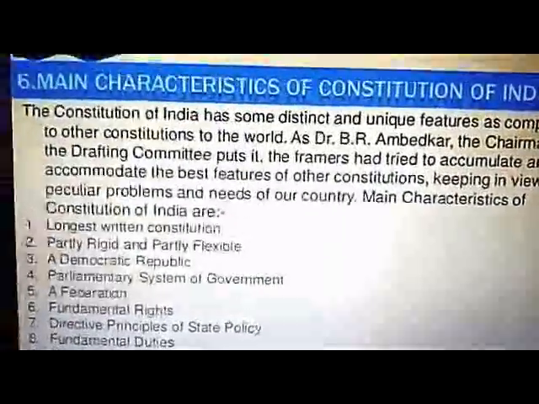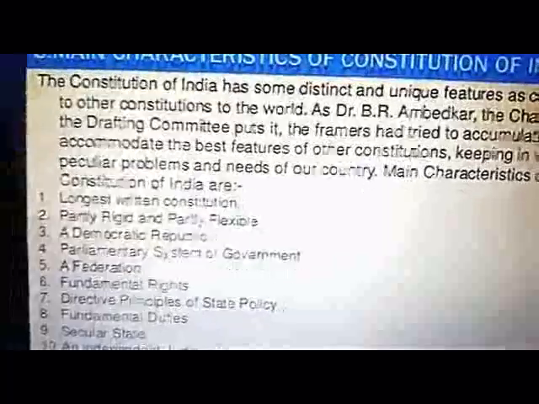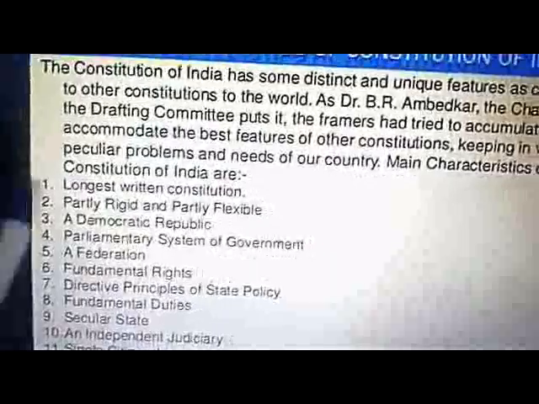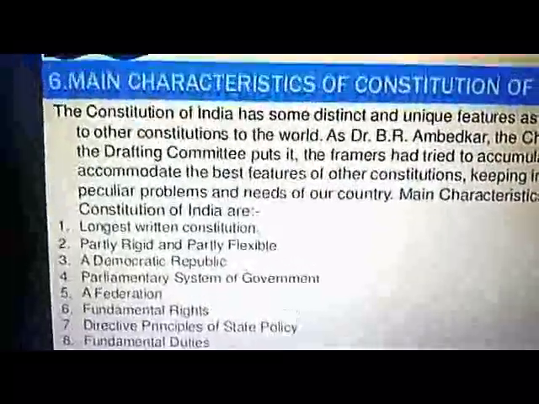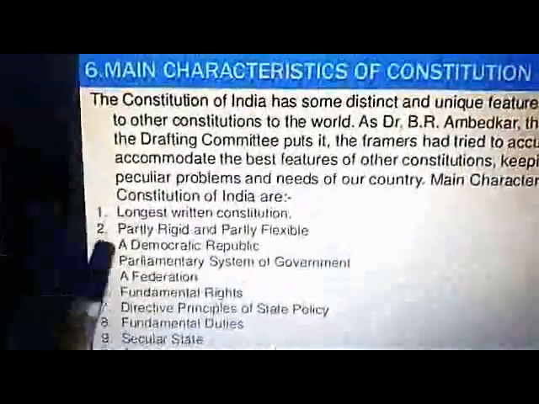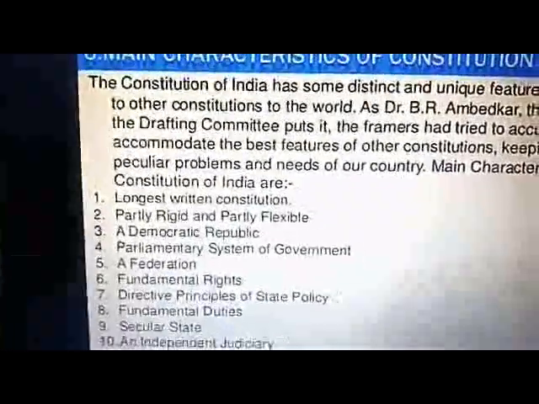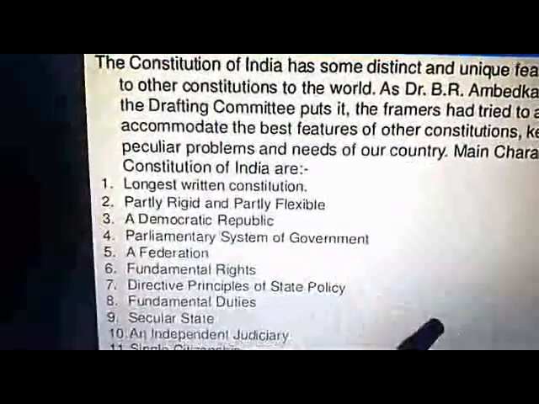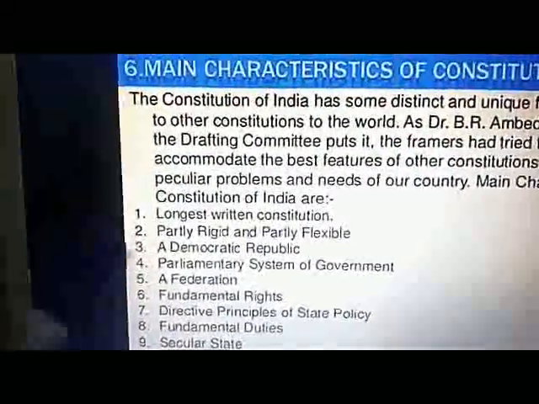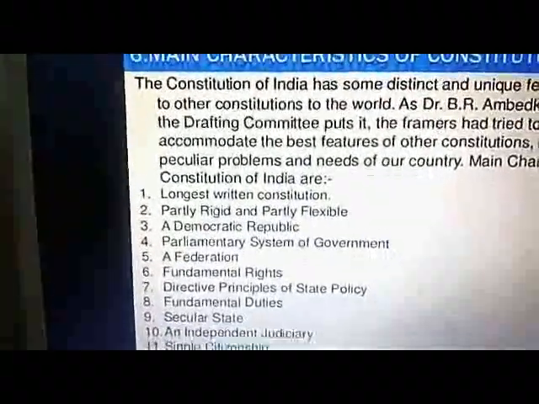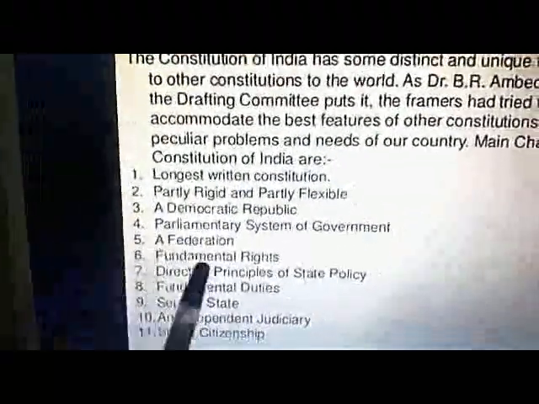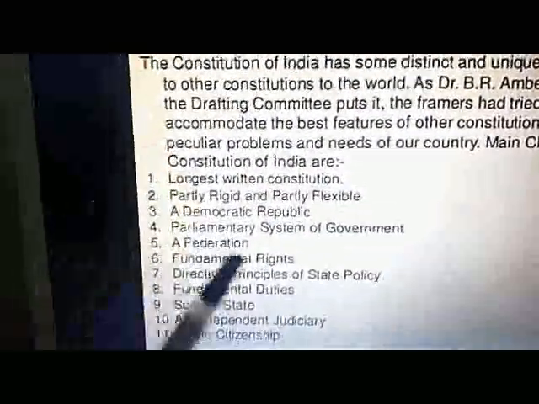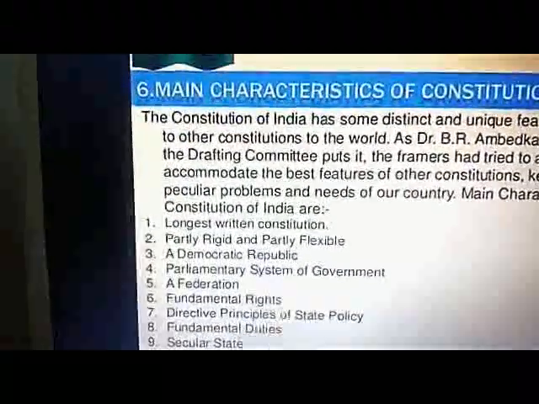Then it is partly rigid and partly flexible. That is, according to the situation, it may be partly rigid, that is partly strict, and partly flexible, it may vary. Then it is a democratic republic, as India is the largest democracy in the world. Then is parliamentary system of government, because in India we have a parliamentary form of government, that is we have Lok Sabha and Rajya Sabha, we have a particular parliament. Then it is a federation. We have certain fundamental rights, around 7 fundamental rights which are given to each and every individual of the country.